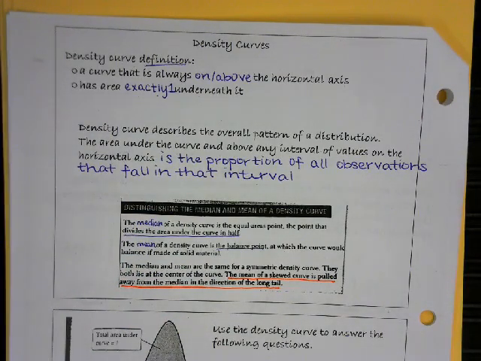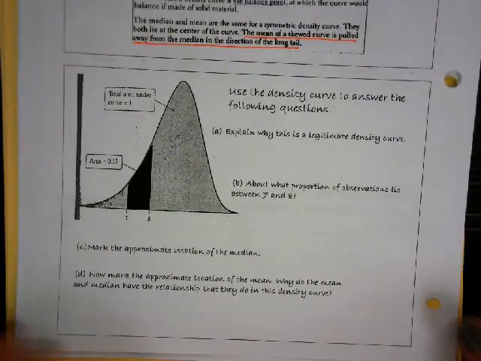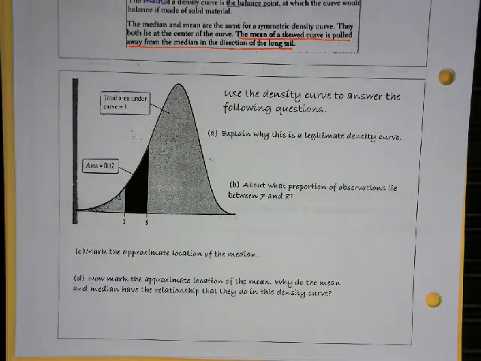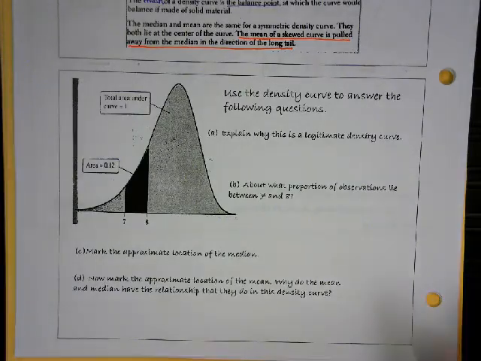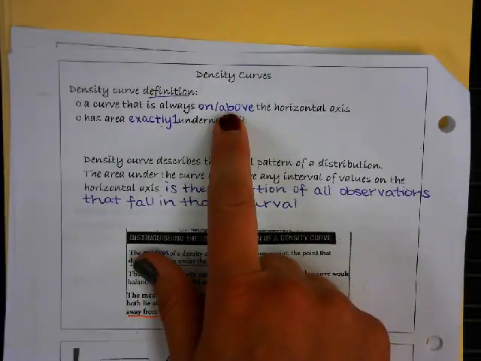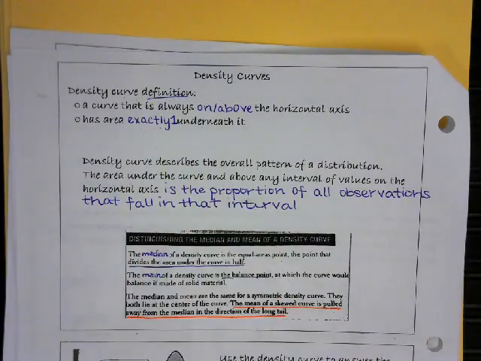So you're going to have some questions in your homework, possibly on your next unit test, that are going to ask you if a density curve is legitimate. And that means, does it hit all the definition requirements? So that's what we're looking at down here. So we're going to use this density curve over here to answer the following questions. A says, explain why it's legitimate. So to be a legitimate density curve, you have to have these two things met. That it's on or above the horizontal axis and the area is exactly 1.